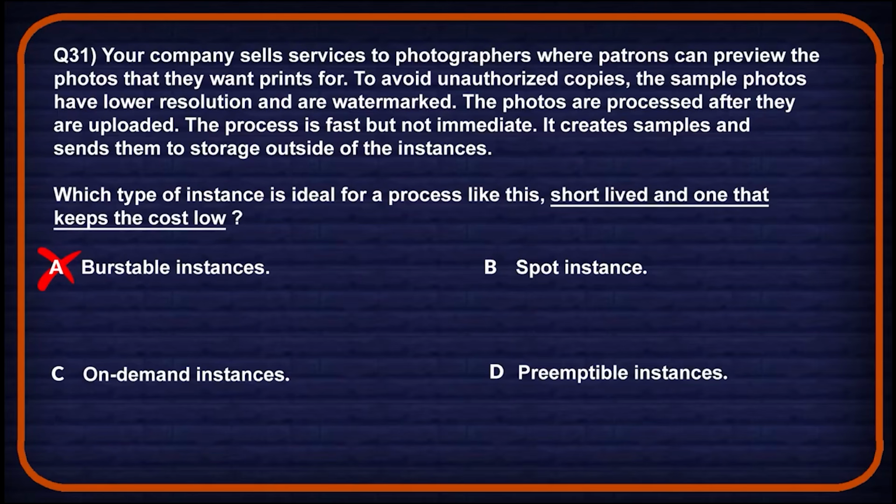Let's keep it. Moving on to option number C, on-demand instance. It provides flexibility but at higher cost compared to spot pricing for short tasks. So option C not a correct choice again. Moving on to option number D, preemptible instance. Preemptible instances belong to Google Cloud, not applicable for Oracle Cloud Infrastructure environments. So option D not a correct choice. So option B, spot instance, is the correct one.